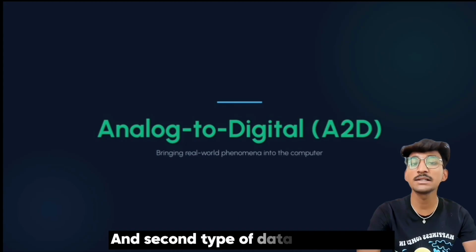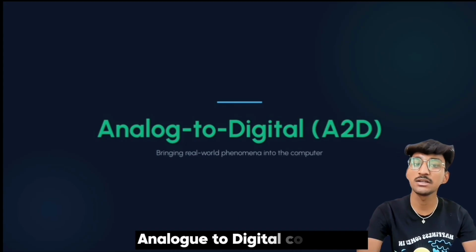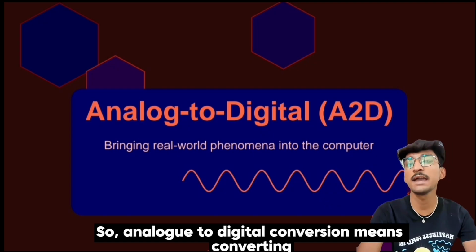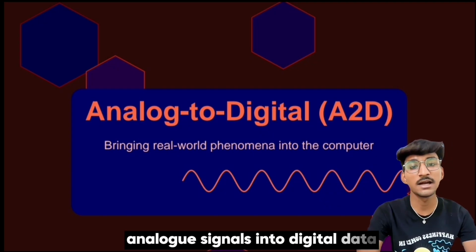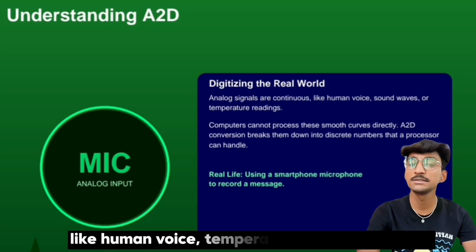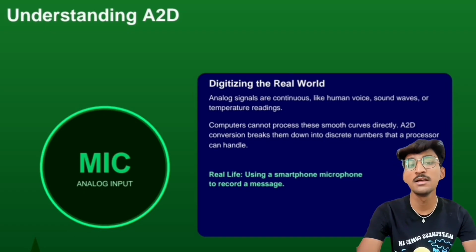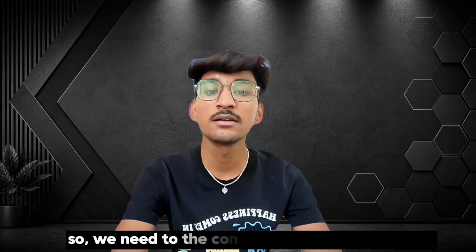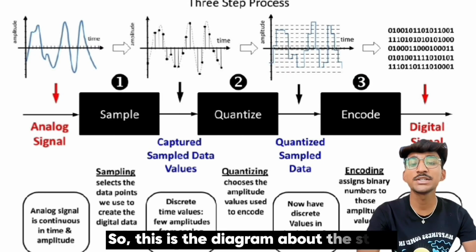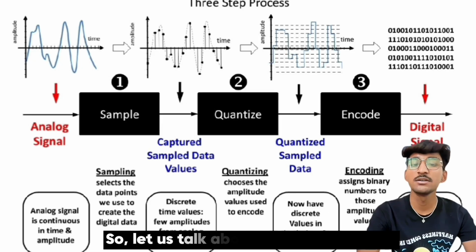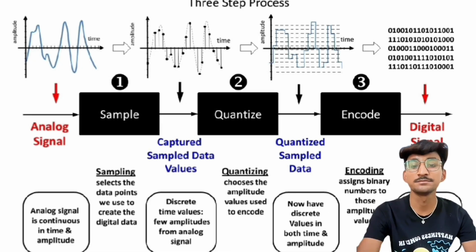And the second type of data conversion is analog to digital conversion. Analog to digital conversion means converting analog signals into digital data. Analog signals are continuous signals like human voice, temperature, and sound waves. Computers cannot understand analog signals, so we need to convert them into digital form. This is the diagram of the steps involved in analog to digital conversion. So let us talk about each step in detail.